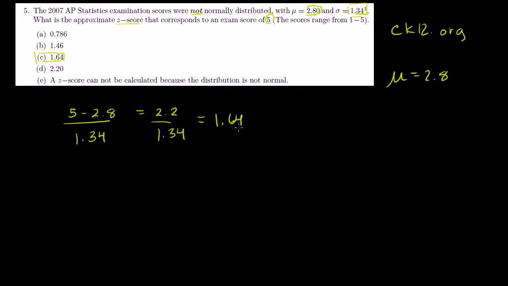It's 1.64. And I think the only tricky thing here might have been that you might have been tempted to pick choice E, which says a z-score cannot be calculated because the distribution is not normal. I think the reason for that temptation is that we've been using z-scores within the context of a normal distribution. But a z-score literally just means how many standard deviations you are away from the mean. It could apply to any distribution that you can calculate a mean and a standard deviation for. So E is not the correct answer. A z-score can apply to a non-normal distribution. So the answer is C.